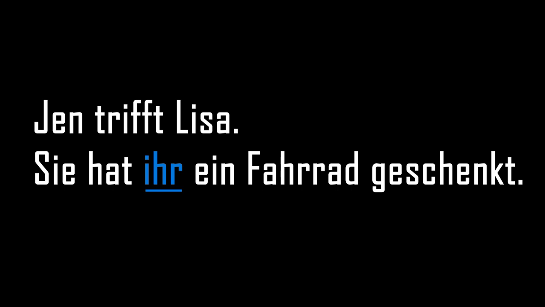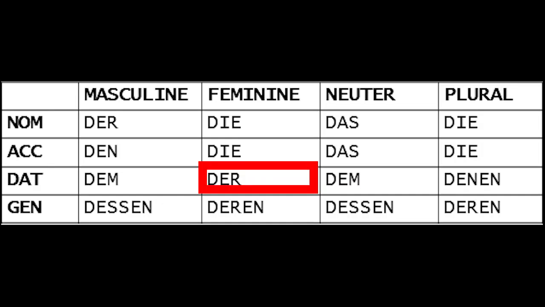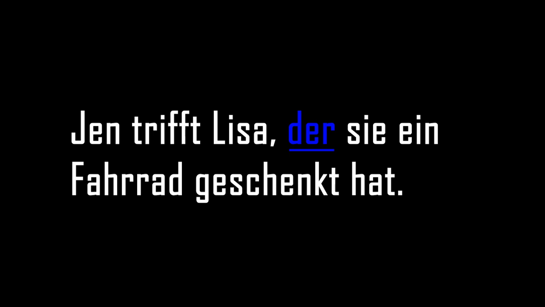So in this sentence, if it's dative feminine, it's exactly the same for the relative pronoun. We just need to work out what it is. It's not ihr. Look at that table. It is der. So, Jen trifft Lisa, der sie ein Fahrrad geschenkt hat. To whom she gave the bike. So that's the question. But I find it easier to switch the sentences around because of how my brain works. But it's to whom, which is dative, and we've got dative feminine. Okay, onwards and upwards, hopefully.